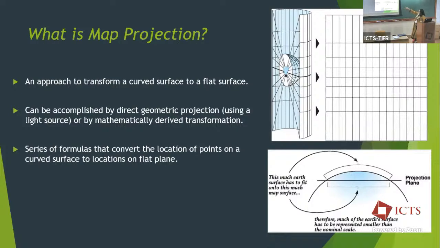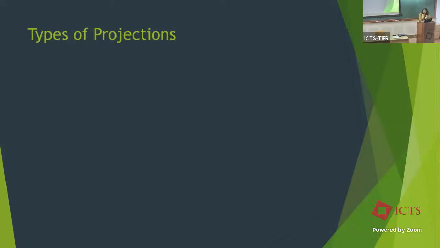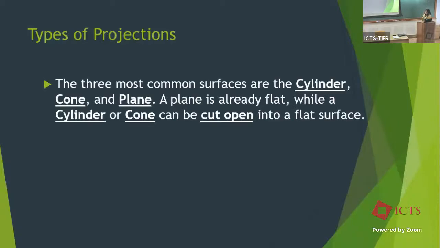So you have this entire area that then has to fit onto this projected plane. What happens is you are trying to represent a larger area of the Earth's surface in a smaller flat area. So there are different ways of doing this. There are three major types of approaches to projection. The most commonly used surfaces are cylinders, cones, and of course planes. A plane is already flat, but cylinders or cones have to be transformed into a flat surface.